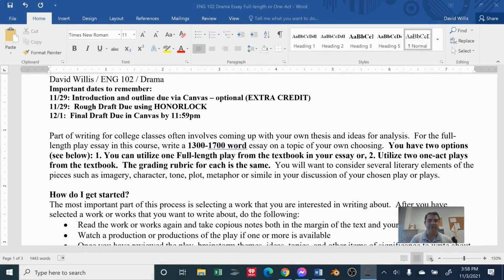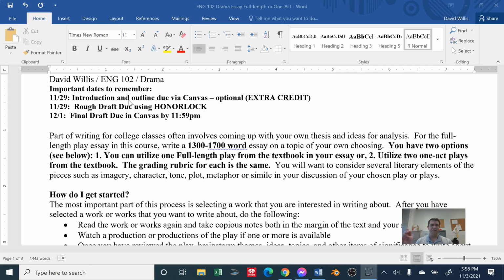So let's take a look at the assignment sheet. This is available in the modules tab in the drama essay files. It's also available in the submission module. Now, on the 29th of November, you can submit your introduction and outline. This is optional. This is extra credit. You'll get 5 points extra credit if you submit it. That's actually the same day as the rough draft is due. So if you want to get feedback before you do the rough draft, you're going to want to submit it a little bit before the 29th.